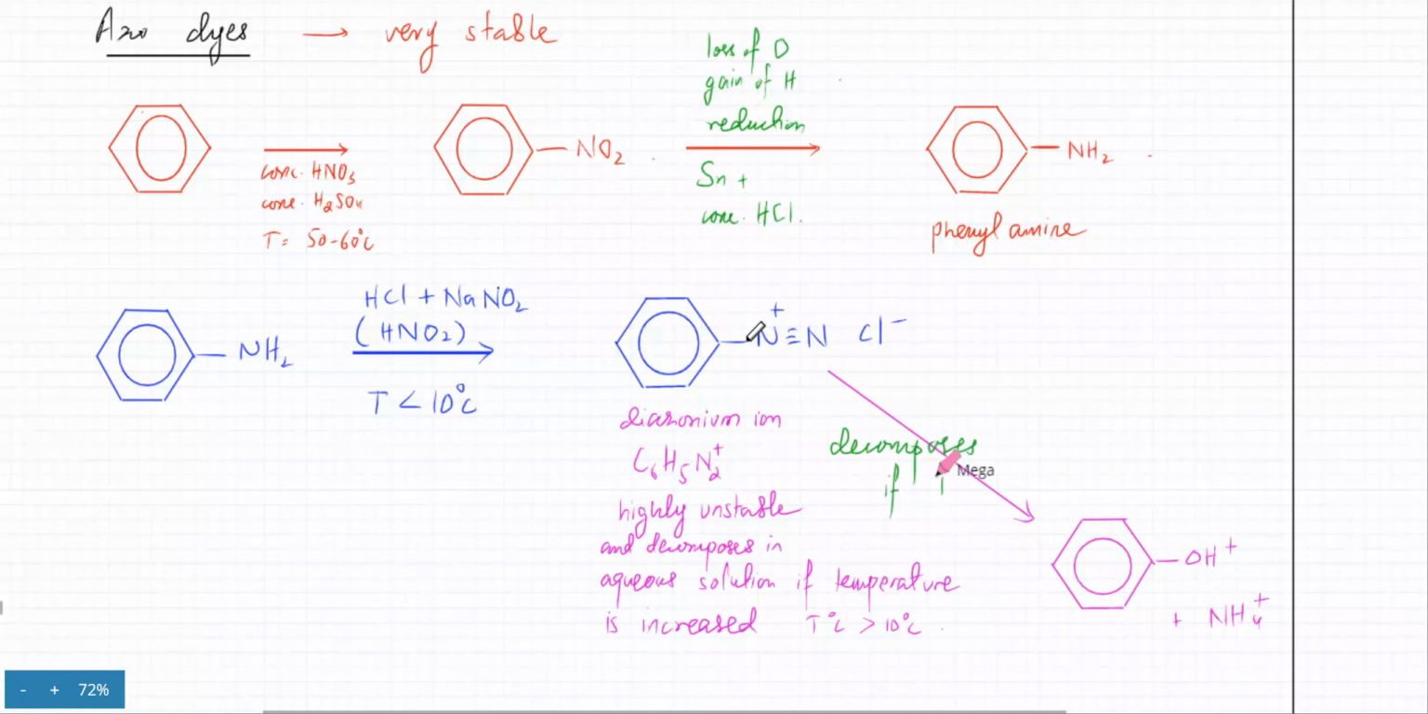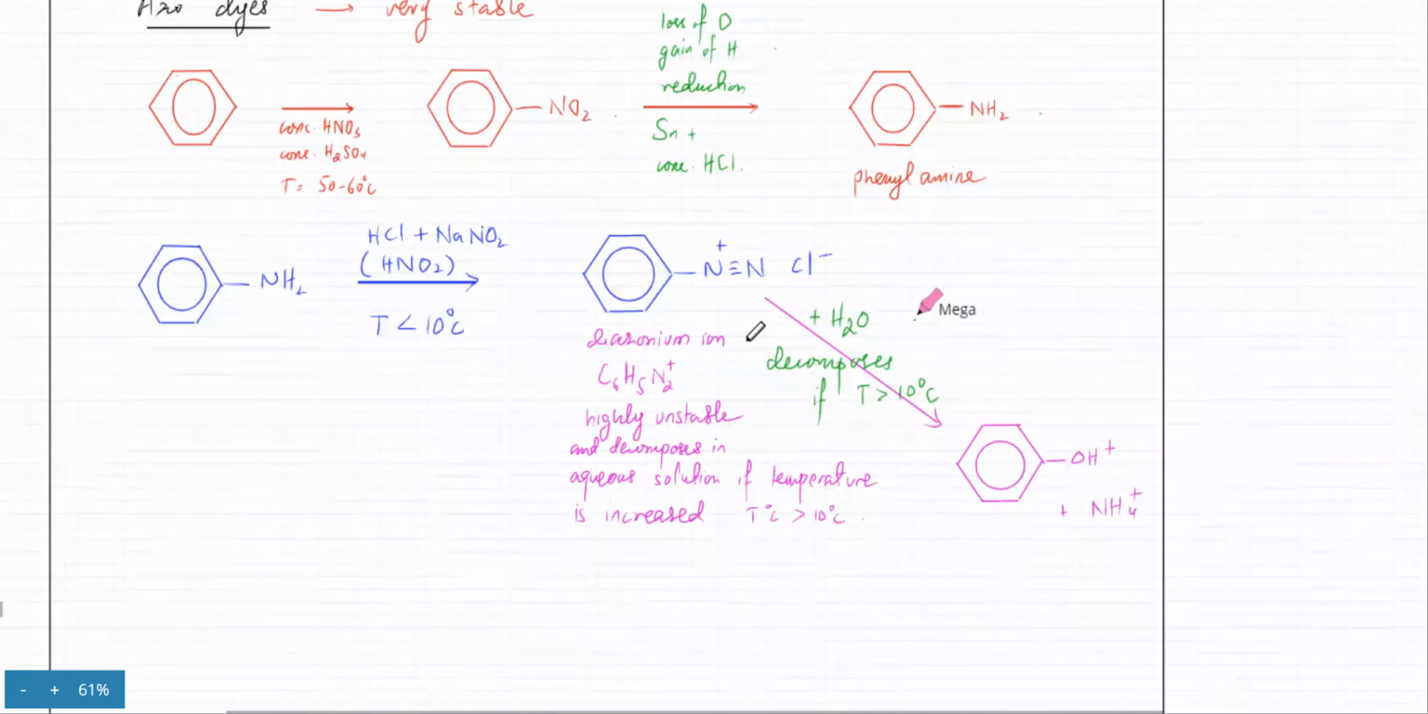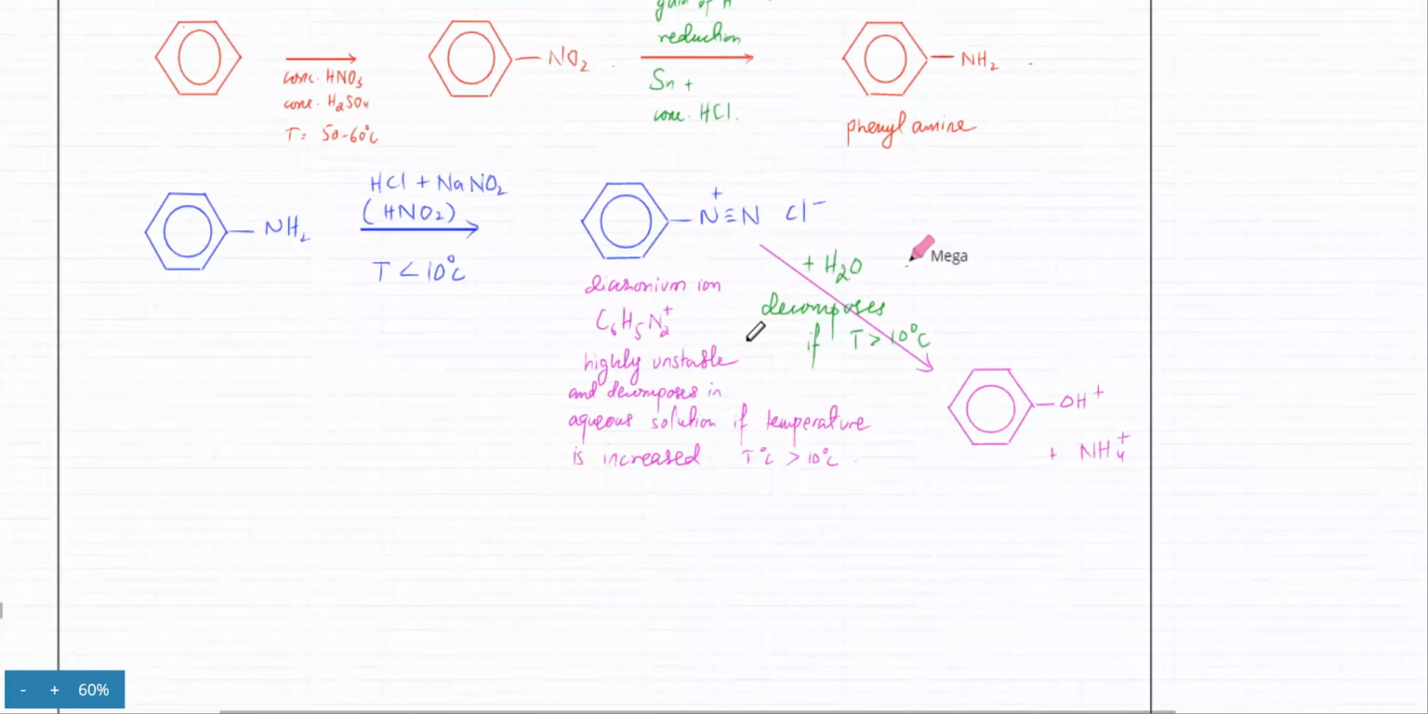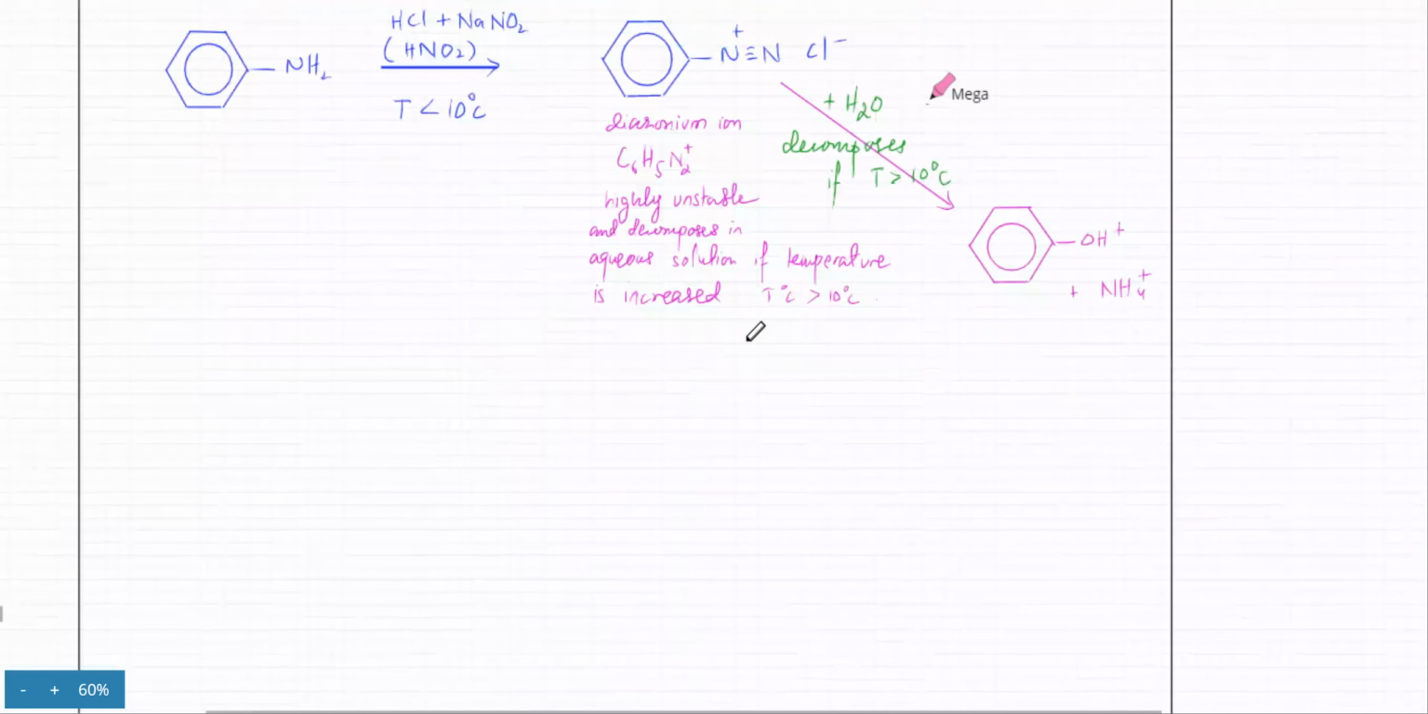So if the temperature is above 10 degrees centigrade, and there's water present, that's not the azadiene. Okay. Now we have the raw materials. Now we're going to form the azadiene.